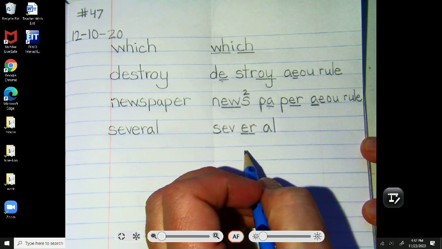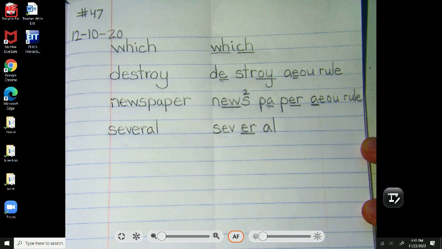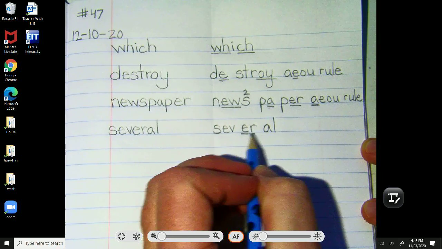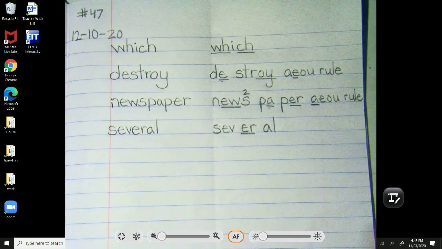Several. Right? Several means, right, you have many of something. If you have several pieces of homework, you have many pieces of homework. If you have several tacos to have for dinner, you have many tacos to have for dinner. Right? Several. There are no rules in several.